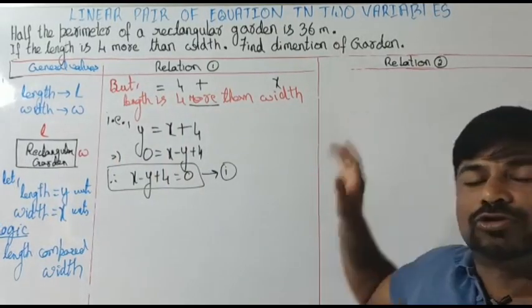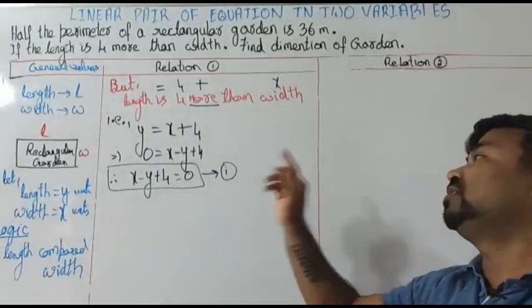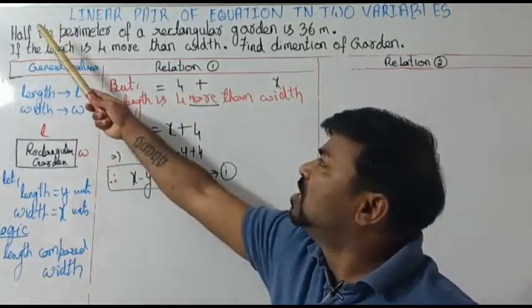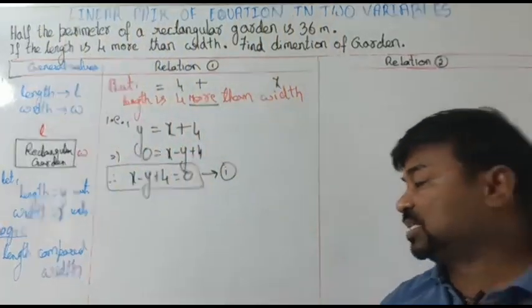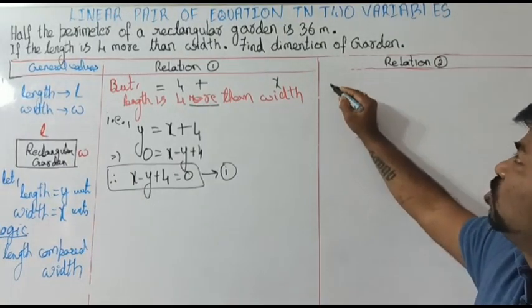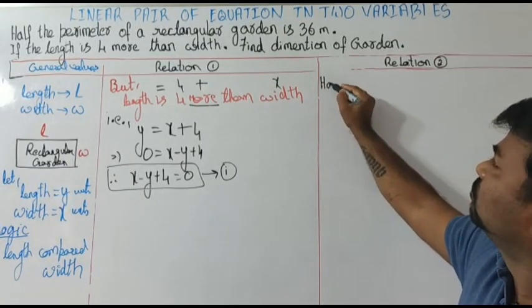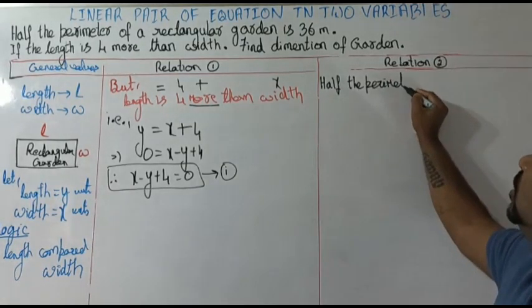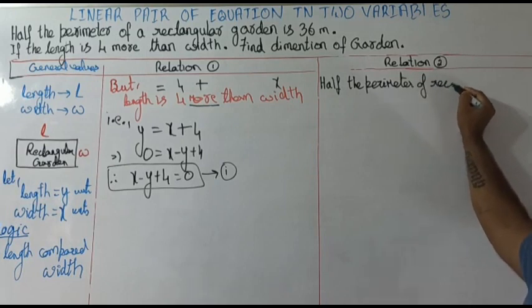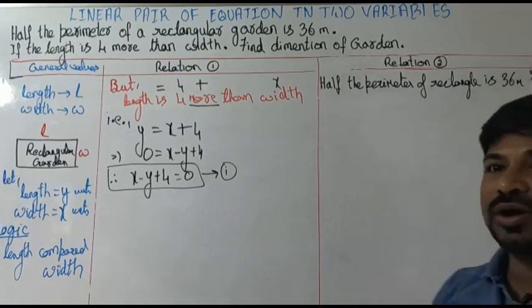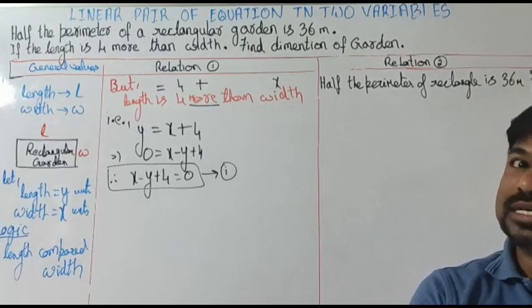Now let's get back to relation 2. We are all set with equation 1. What is the second relation he has given? Half the perimeter of the rectangle is 36 meters. Let's go for that one. So half the perimeter of the rectangle is 36 meters. This is what is given to us.